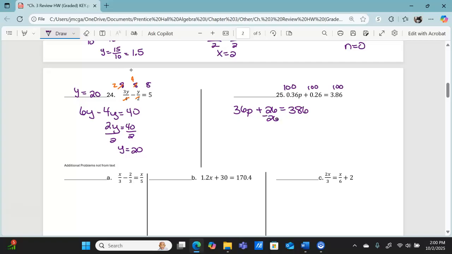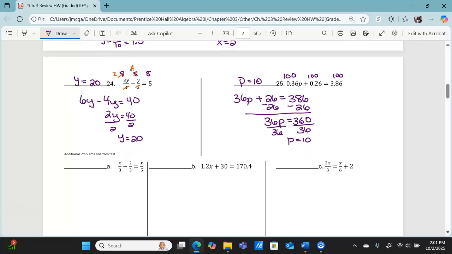So subtract 26 from both sides. We get 36p equals 0.63. Divide by 36. And we get p equals 10.